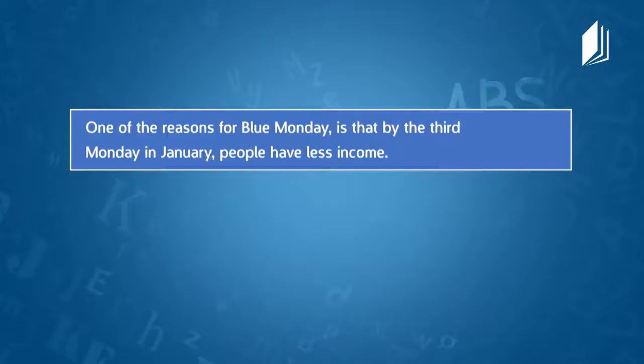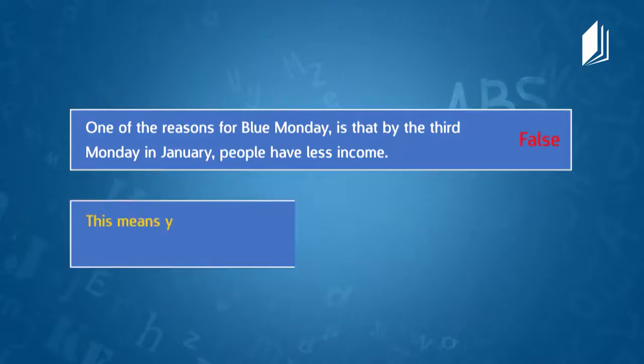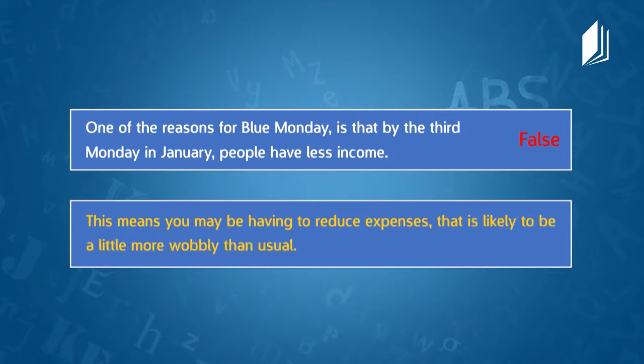So the statement is false because we read, this means you may be having to reduce expenses that is likely to be a little more wobbly than usual. So it isn't about less income. Yeah, it's about reducing the expenses, okay? And the next one, I will read the statement and you will try, okay?